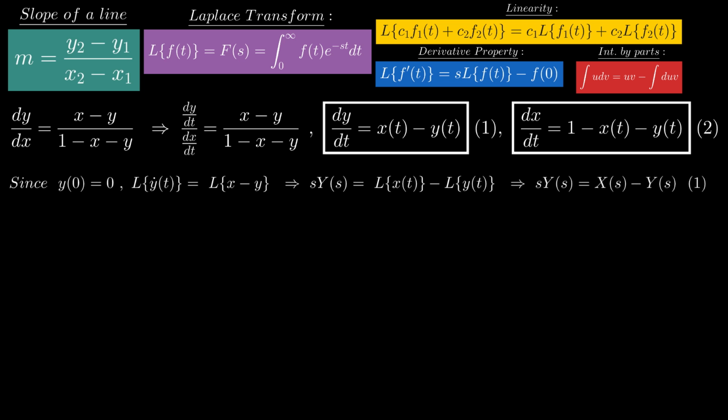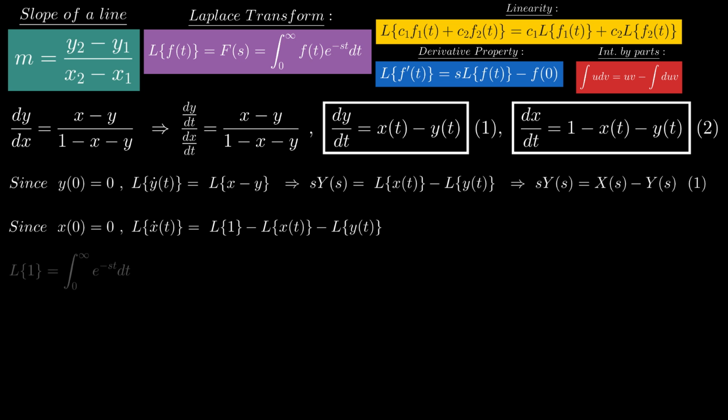And this is our first equation. And we Laplace transform the second equation. And since x of 0 equals 0 from our initial conditions, then we have the Laplace transform of x prime of t equals the Laplace transform of 1 minus the Laplace transform of x of t minus the Laplace transform of y of t. So what is the Laplace transform of 1? Let's quickly work it out.